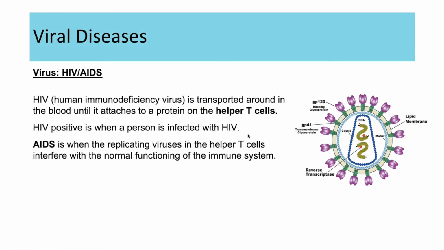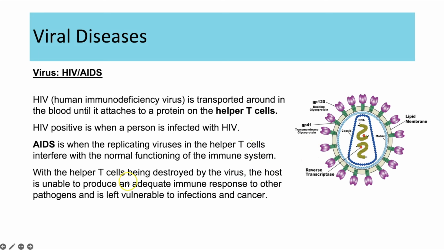AIDS, though, is when the replicating virus in those helper T cells interferes with the normal functioning of the immune system. So if you're HIV positive, that doesn't mean you will develop AIDS, but it means you could develop AIDS if enough helper T cells are destroyed.